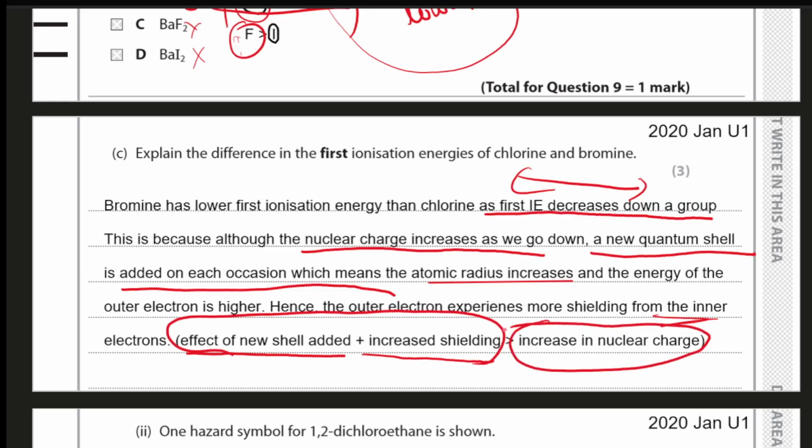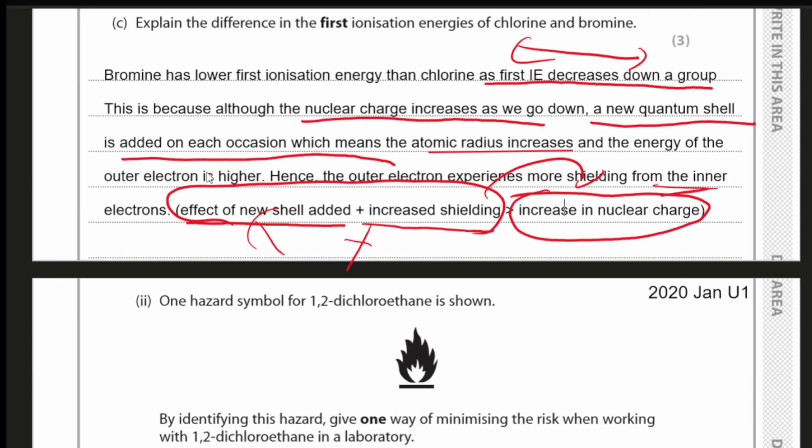Like I said a little while back, even though the proton number increases, which means the nuclear charge increases, these two factors are given much more priority than the increase in nuclear charge. That is the reason why the ionization energy tends to decrease as we go down the groups.